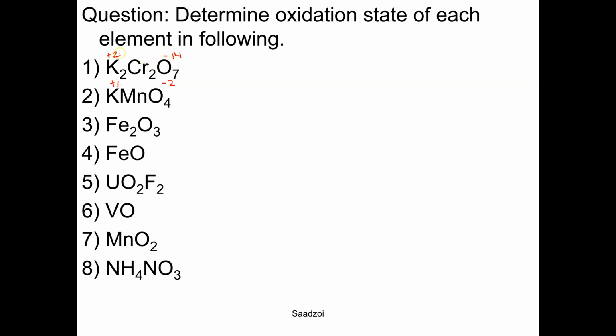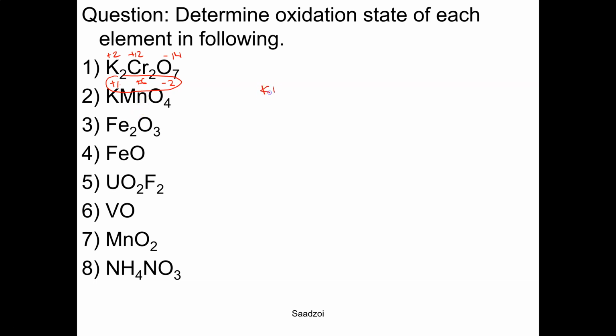I have -14 and +2. So what does this have to be? +12. Why? 12 plus 2 is 14 positive. -14 makes 0. I don't care about the top numbers. I want the bottom numbers. So what's the charge on chromium? 12 divided by 2 is +6. These are the oxidation states. These are the ones you worry about. That's how you do it.